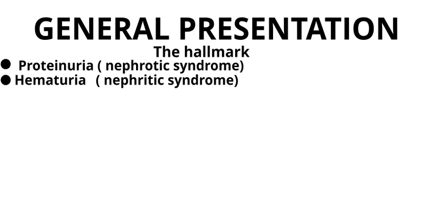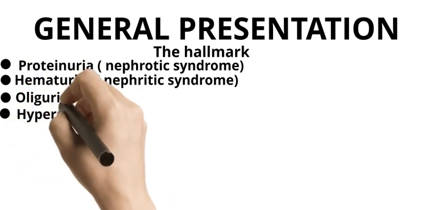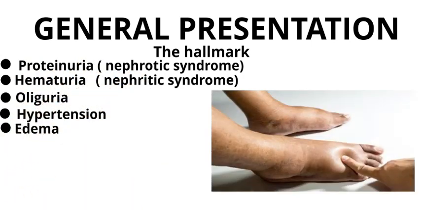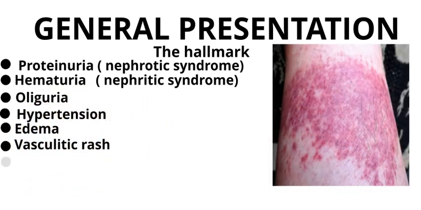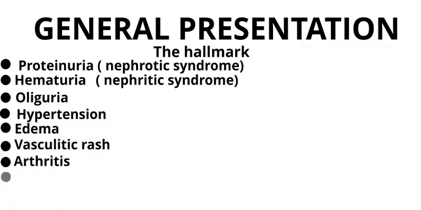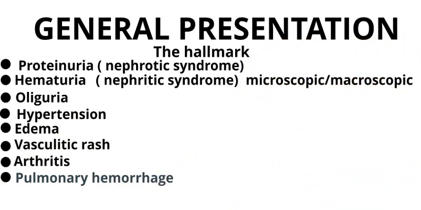Some often have a combination of oliguria, hypertension, and edema. Some types of GN, however, are associated with vasculitic rash, arthritis, or even pulmonary hemorrhage. The hematuria might be microscopic or macroscopic, that is, under the microscope or viewed with the naked eye.